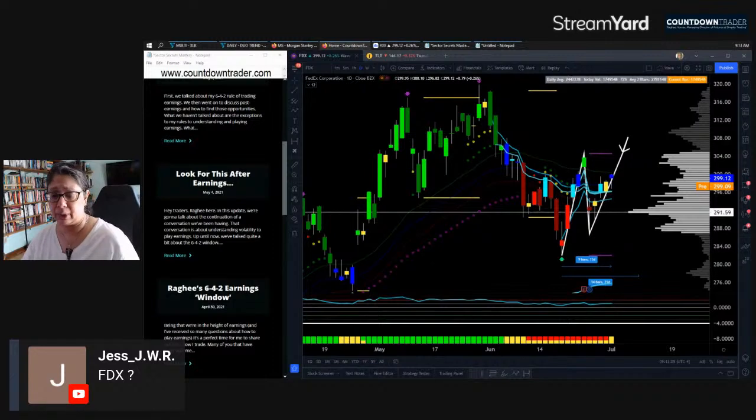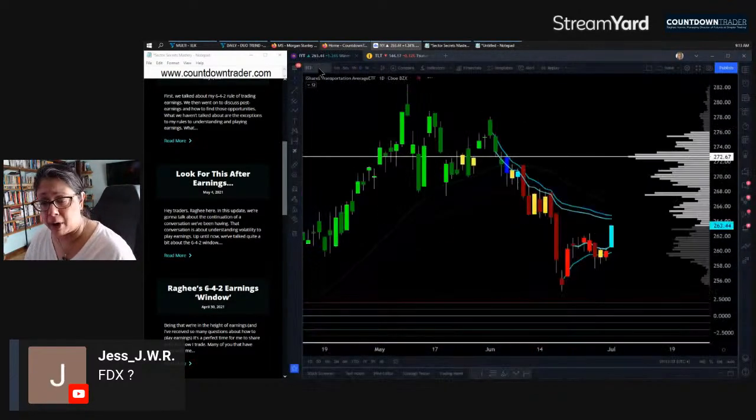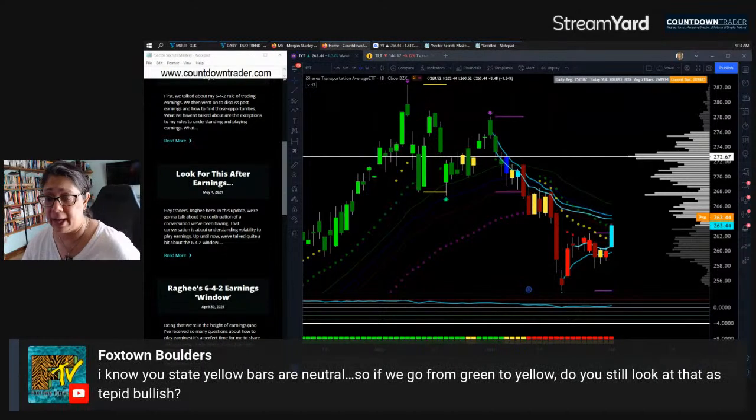So I'd say that's what I'm looking at on FedEx, but I would also say keep an eye on the larger sector ETFs that FedEx is a part of, boats and tide, right? Yes, it could probably go off and do its own thing, but let's not assume that, okay?